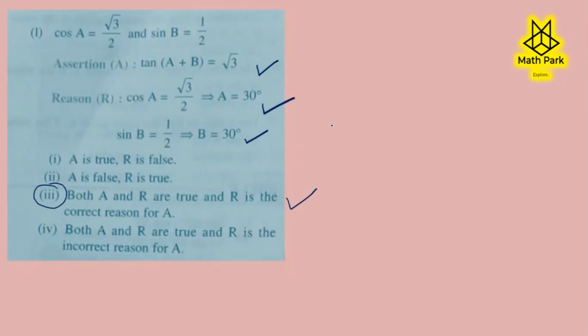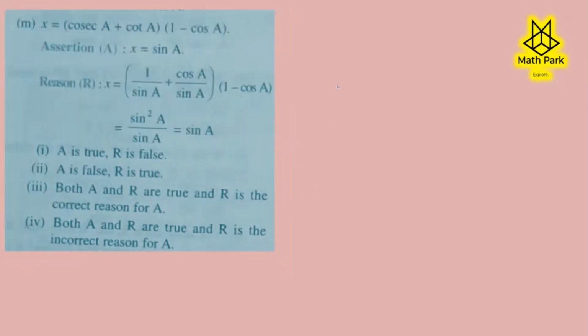The next, x is equal to (cosec A plus cot A) into (1 minus cos A). Assertion: you get x is equal to sin A, and reason: you get x is equal to 1 upon. Now in place of cosec A, 1 upon sin A, cot A is cos A upon sin A, and 1 minus cos A. If you take the LCM, you get 1 plus cos A upon sin A in the numerator, and here you get 1 minus cos A.